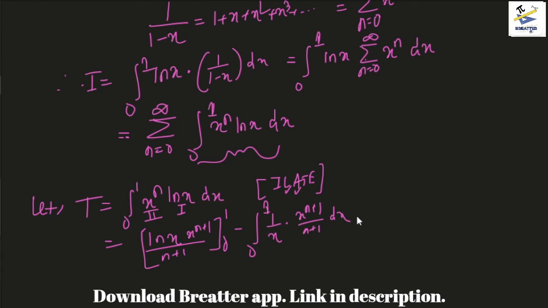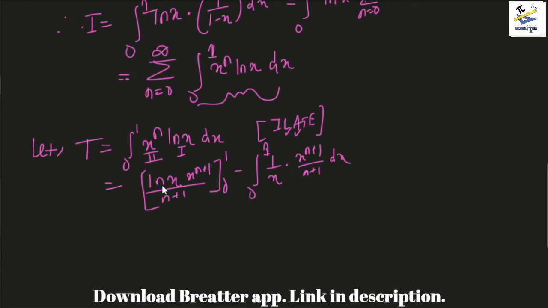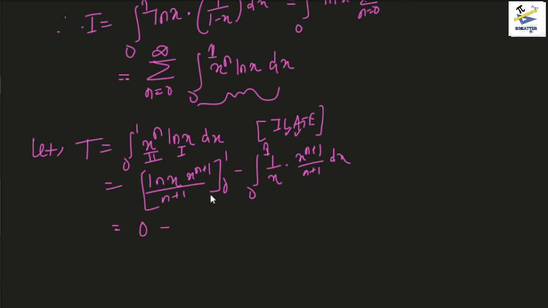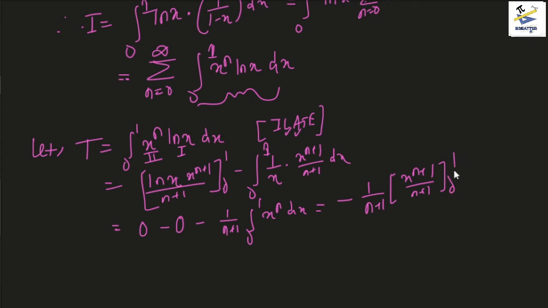As you know, log of 1 is 0, so the first part is 0. If we put in 0, log of 0 is minus infinity, but then x to the power n is also 0. So using L'Hopital's rule, it can be proved that this is also 0, and what we are left with is minus 1 by n plus 1, integral from 0 to 1 of x to the power n dx. This evaluates to minus 1 by n plus 1 times x to the power n plus 1 by n plus 1 from 0 to 1, which is again 1 by n plus 1, so it is minus 1 by n plus 1 whole squared.